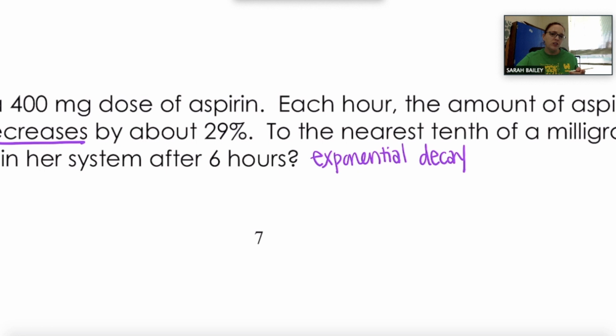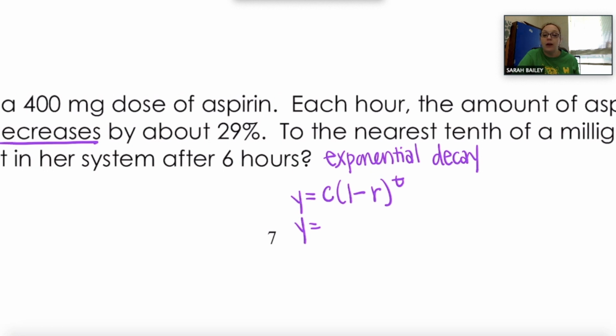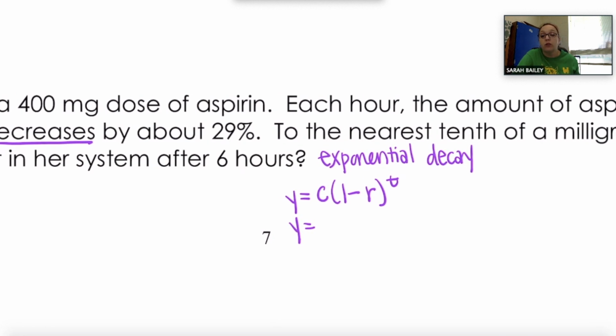And I don't know if you've noticed, but all these exponential growth and exponential decay problems, they all have a percentage in them. So that's also a clue that it's exponential. Okay? So for exponential decay, our formula is y equals c times 1 minus r to the t power. So c is going to be the initial amount, and it said that her mom took a 400 milligram dose. So 400 is my initial amount. 1 minus. My rate is 29%, so as a decimal, that's 0.29. And t is my time in hours, which would be 6.